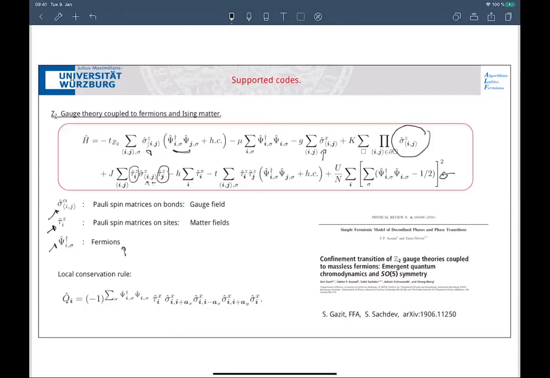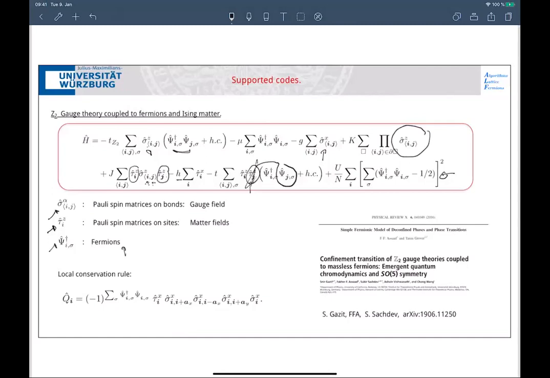The matter fields also beat with a frequency, sort of like h. And there is this object here, which can be identified with a fermion. Because this is what people call an orthogonal fermion, you couple it to Z2 matter, and it becomes a fermion. At least the quantum numbers are those of a fermion. I'll come to this later. And so this fermion can hop from site I to J.